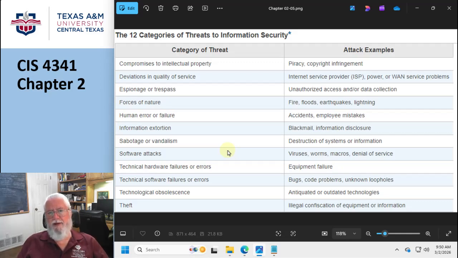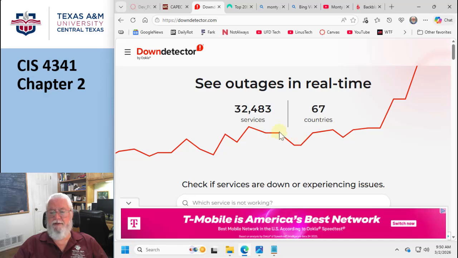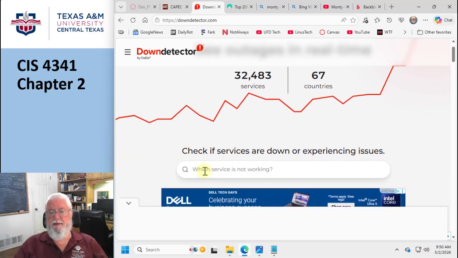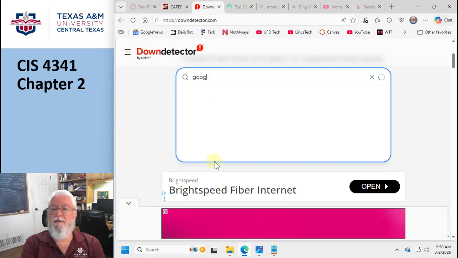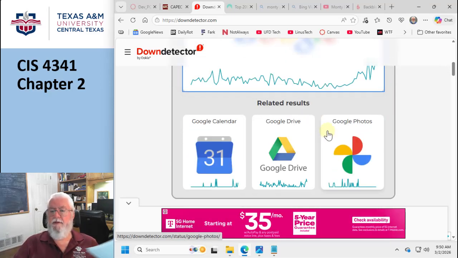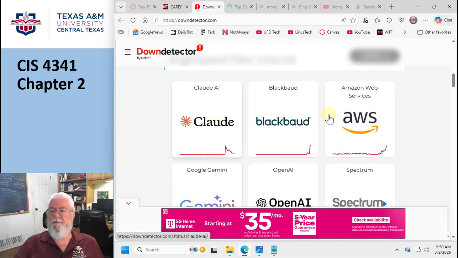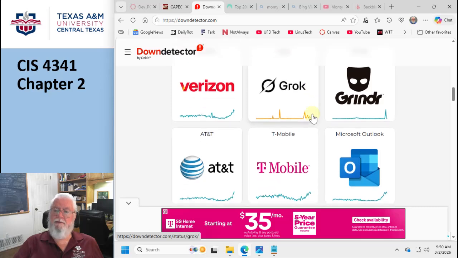How do you know if I can't get to something? How do I know whether or not I'm the only one? I mean, you call them on the phone and, hey, I can't get to, whatever the name of the place is. Well, luckily, there's a really cool place called Down Detector. And you can go in here and put something in. I'm going to put in like Google or somebody. And it basically talks about whether or not something is down.